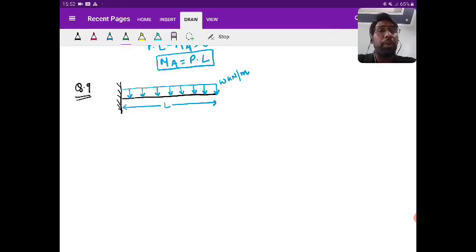Let us name the beam as A at the fixed end and B at the free end. I want to find the support reactions. Let us say horizontal is HA, vertical is VA, and the moment is MA. So use the equilibrium equations and find the values of HA, VA and MA.